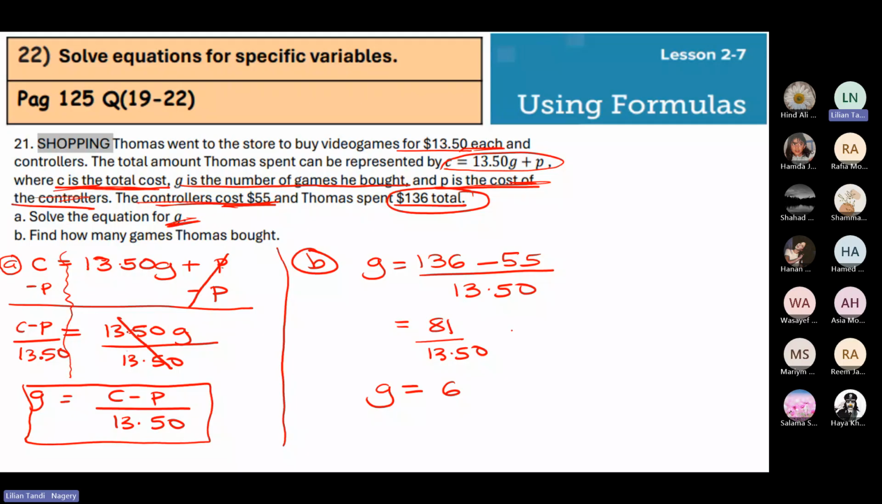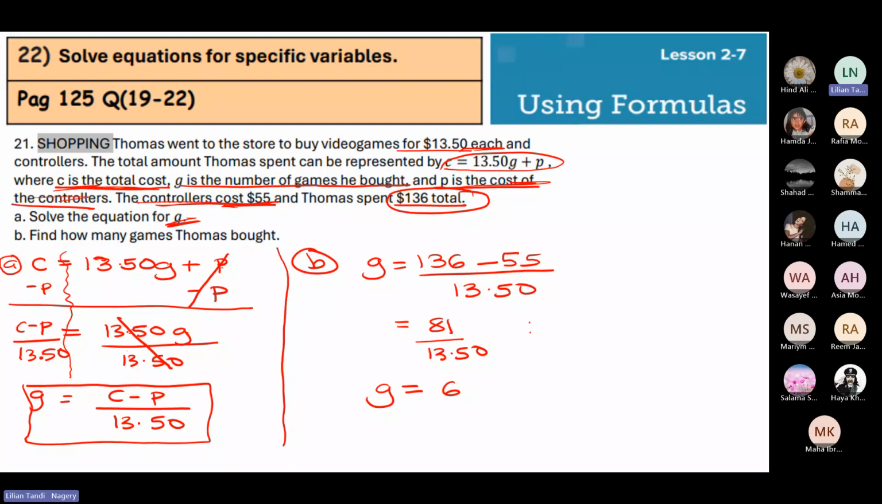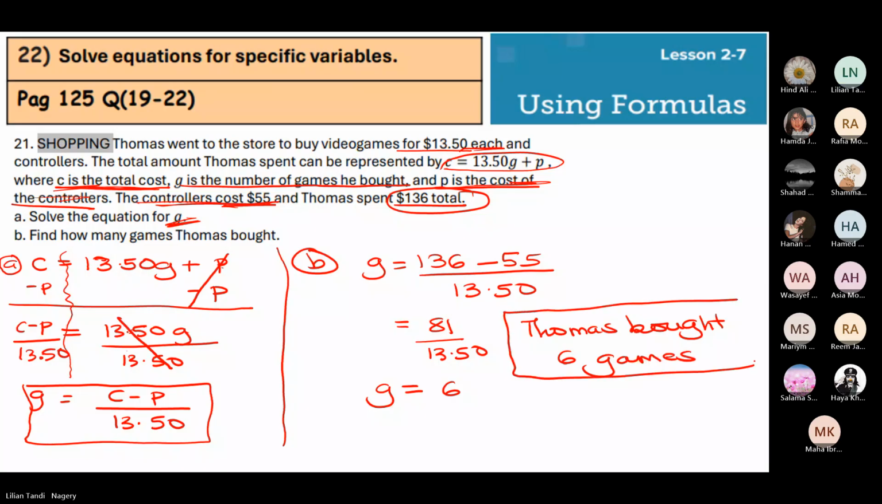So then I will write Thomas bought 6 games. And I box my answer. Okay? I'm answering, find how many games Thomas bought. So Thomas bought, the number I got, games. Any question?